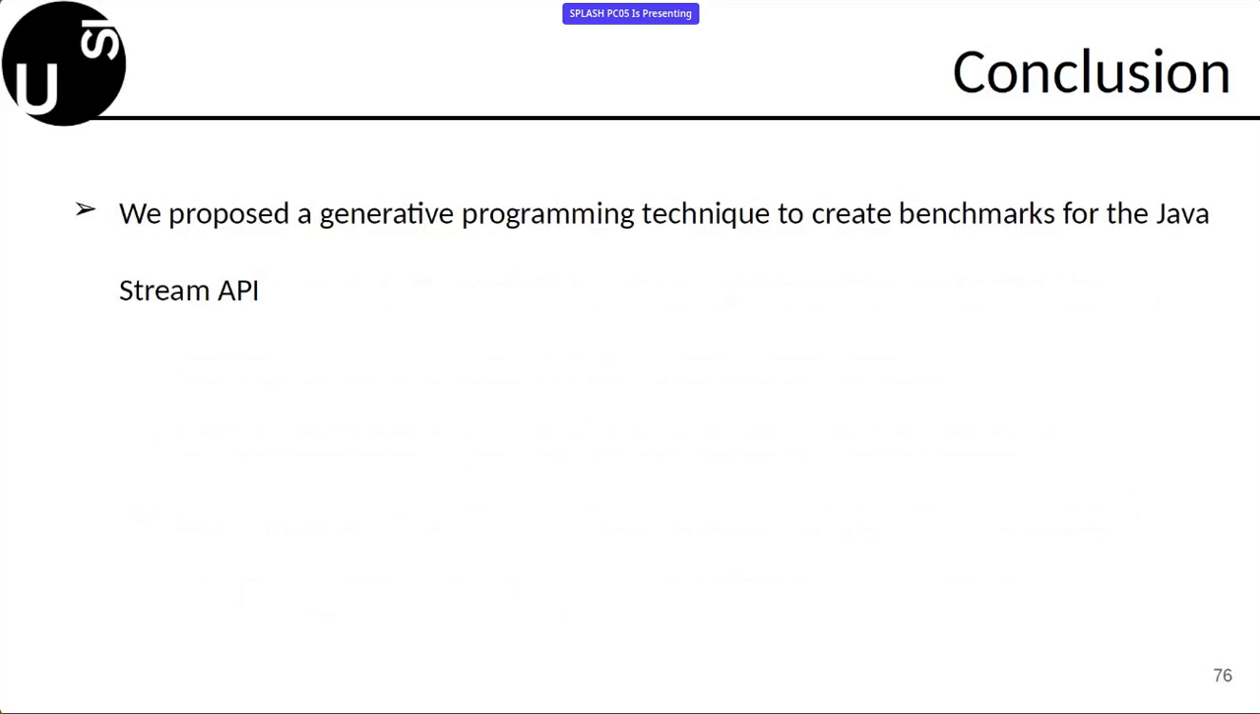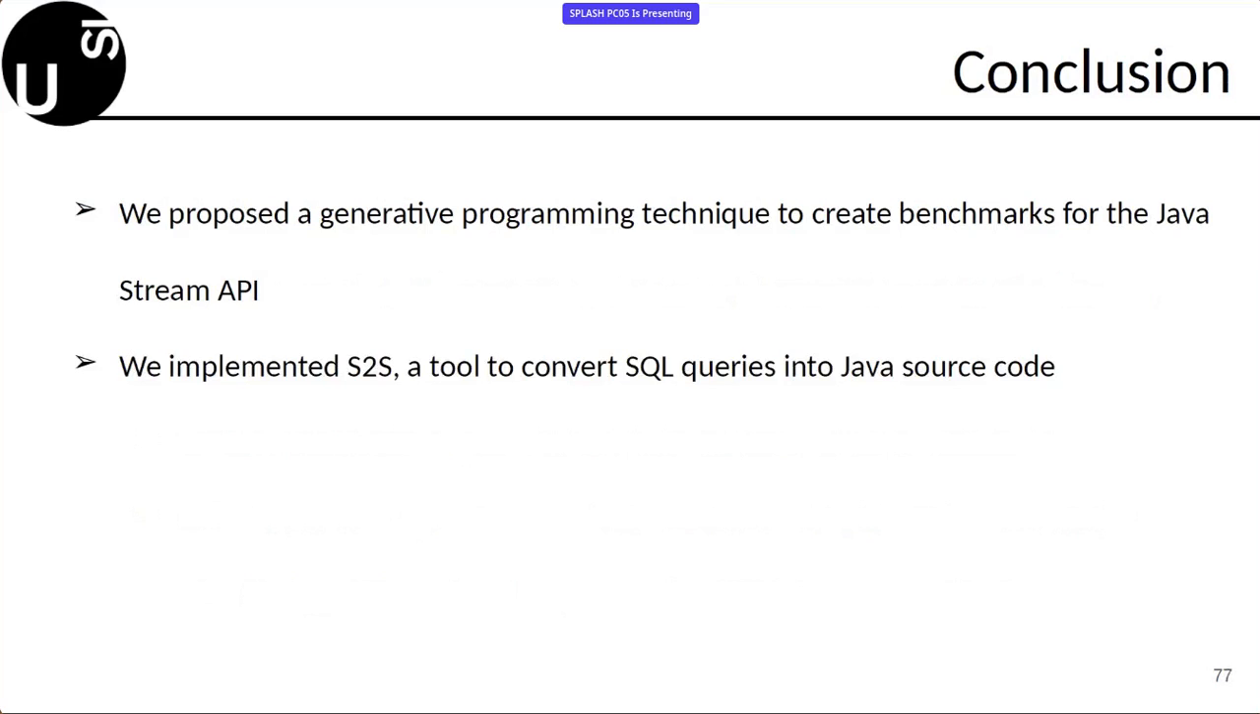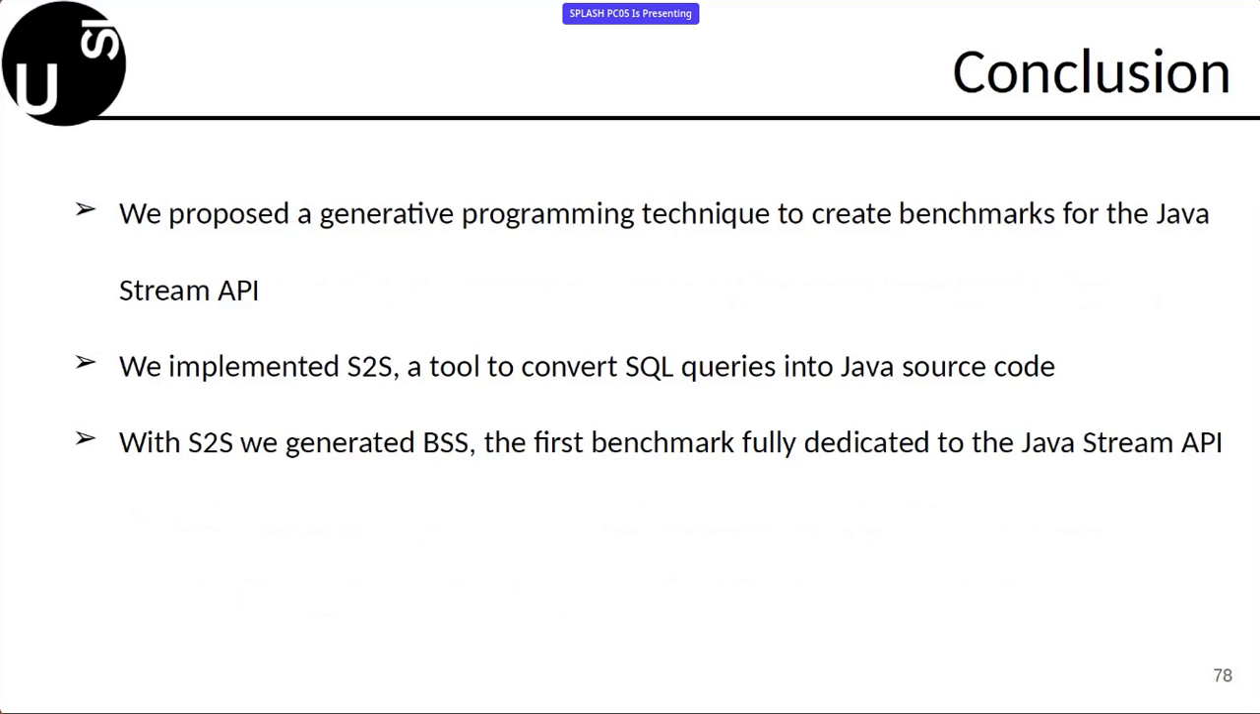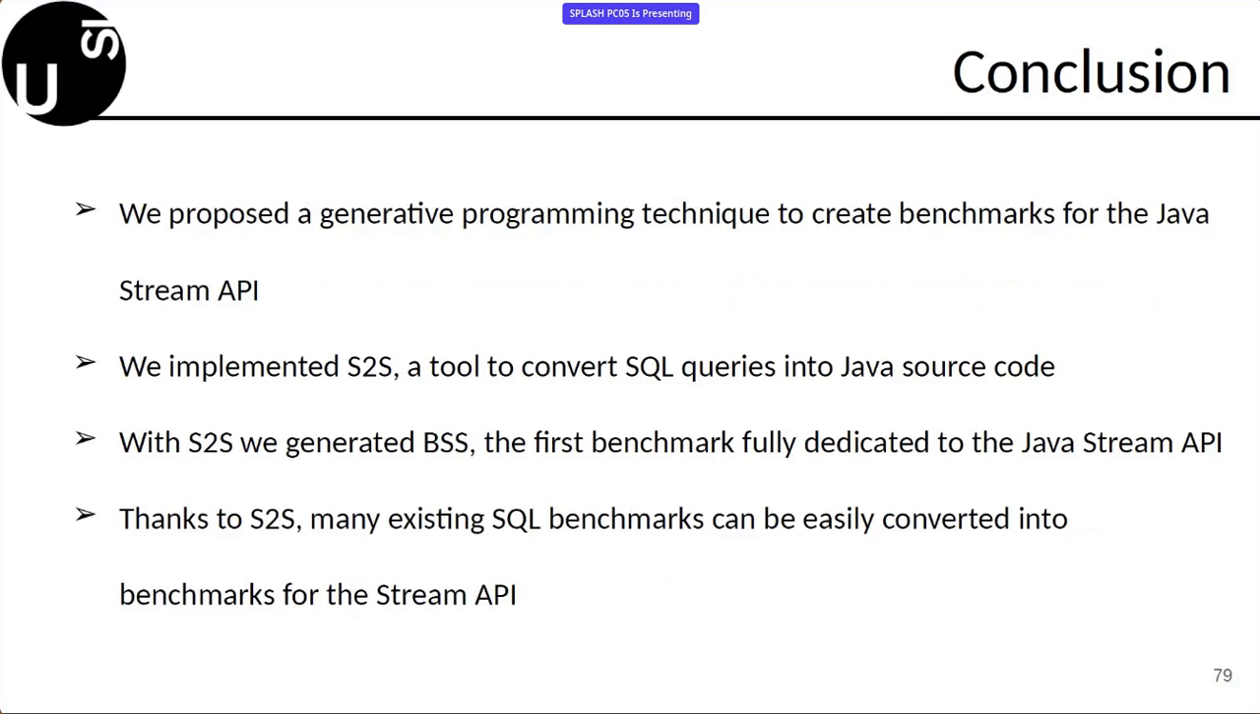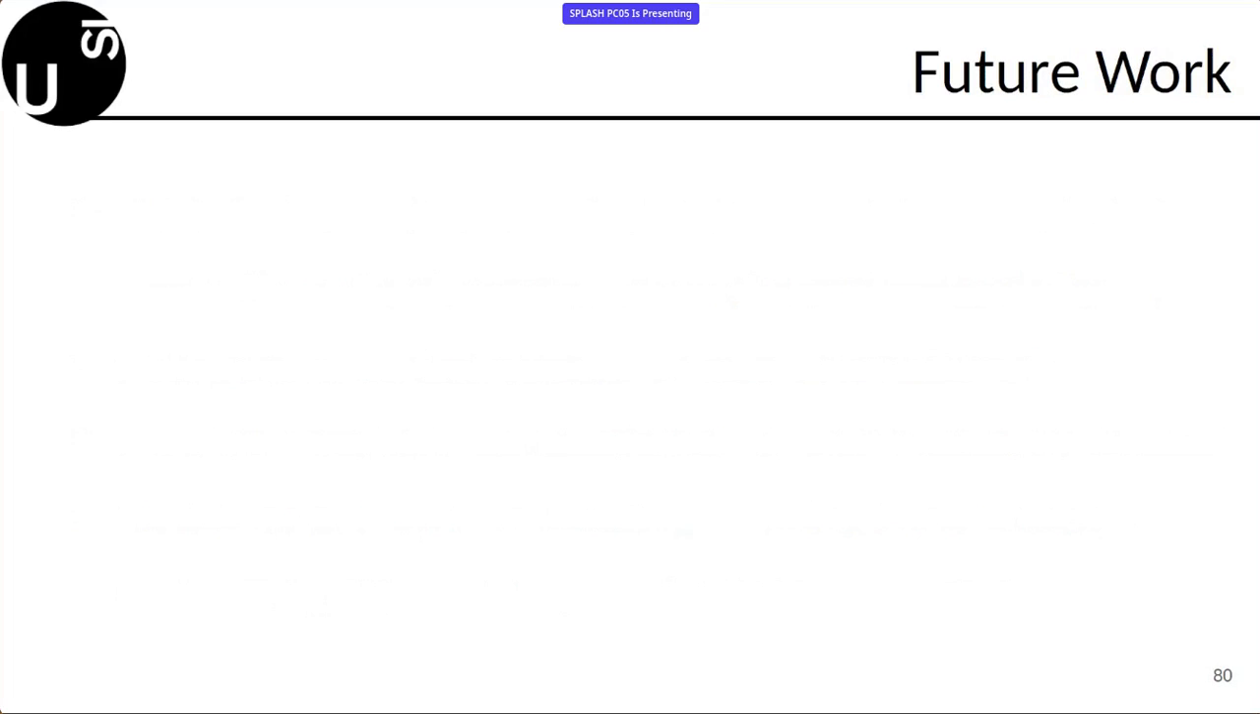In conclusion, we propose a generative programming technique to create benchmarks for the JavaScript API, and we implemented S2S based on this technique to convert SQL queries into Java source code. And with S2S, we generated the first benchmark suite for the JavaScript API, which is also available online. Thanks to S2S, many existing SQL benchmarks can be easily converted into benchmarks for this JavaScript API.